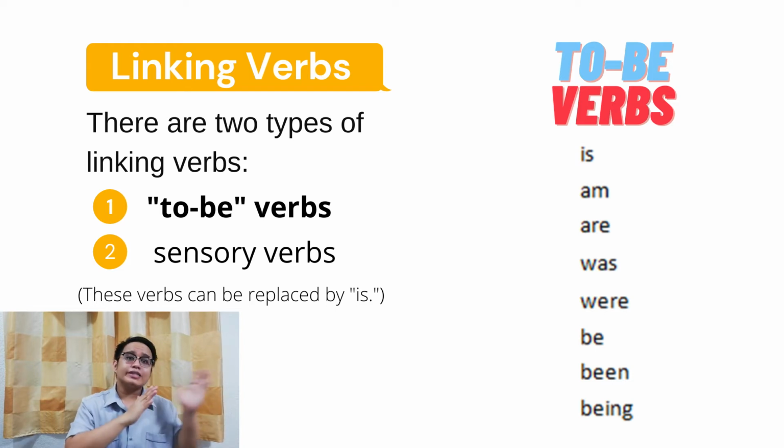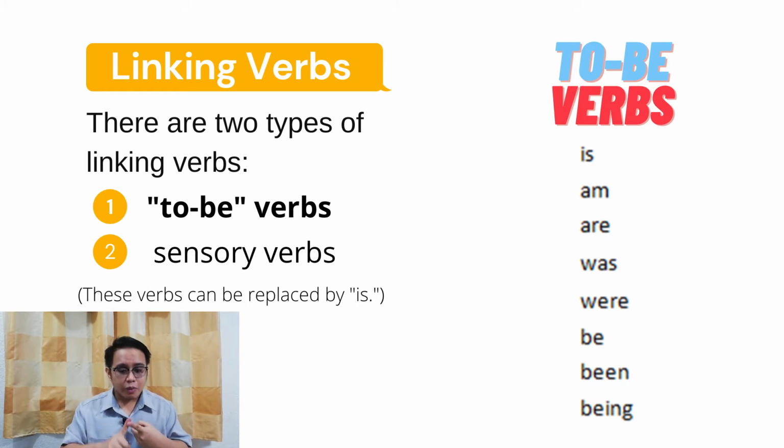And here are our examples of the to-be verbs. We have is, am, are, was, were, be, been, being. I hope you will memorize this, or at least familiarize yourself, because this will be very useful for you. So that's am, is, are, was, were, be, being, been.